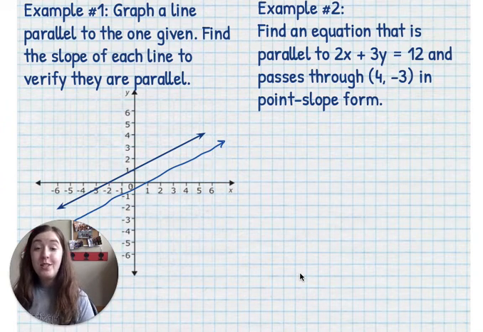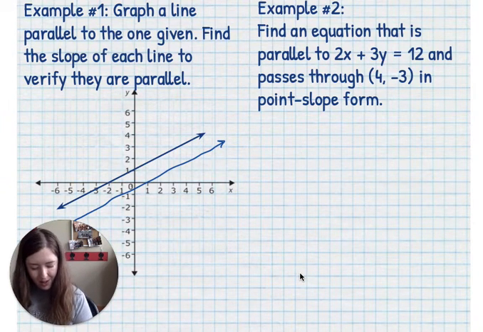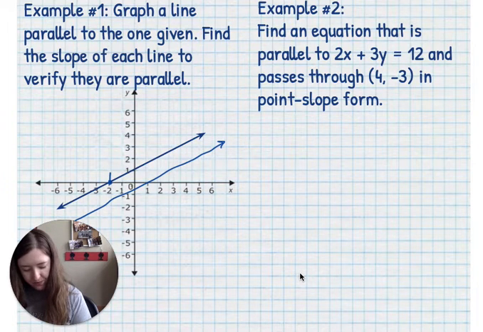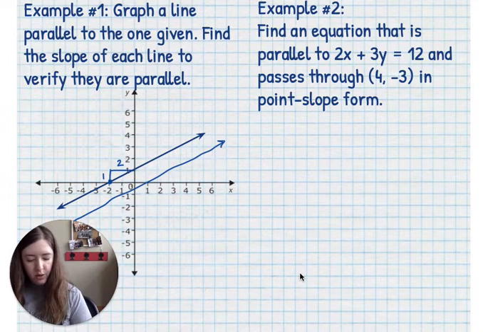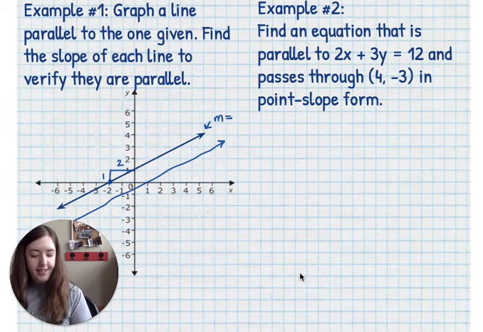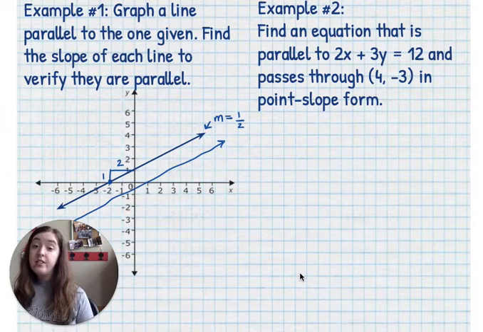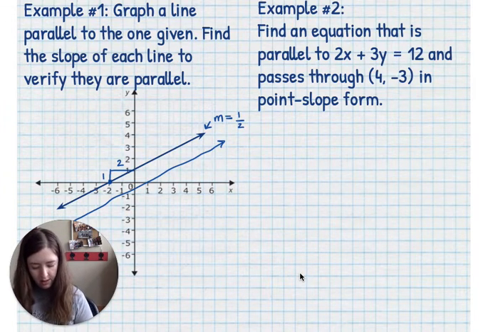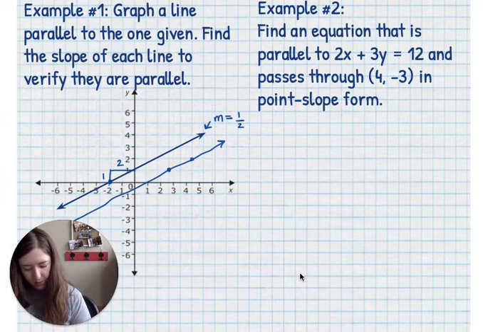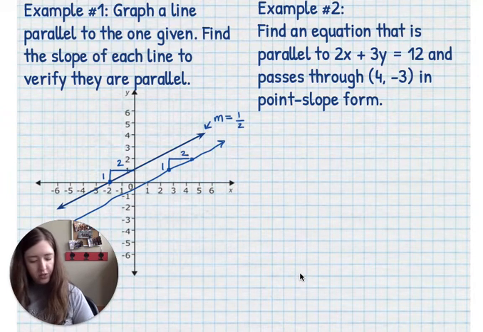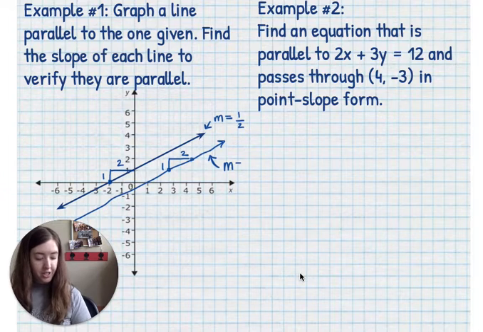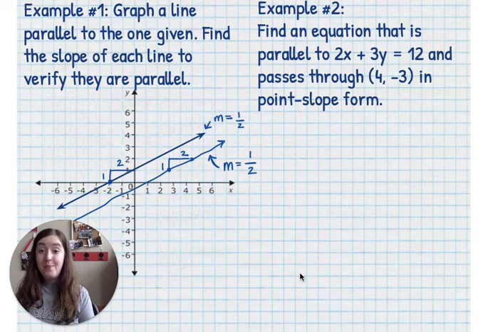Okay, so now we're supposed to look at the slope of each line to make sure that they're actually parallel, or at least close enough, right? If I look at the slope of my given line, I'd go up 1 and over 2. So the slope of this line is 1/2. Now let's look at the slope of the line that we drew. If we choose this point to this point, we went up 1 and over 2. So the slope of the line that I just drew was 1/2. So they have the same slope, so they must be parallel.